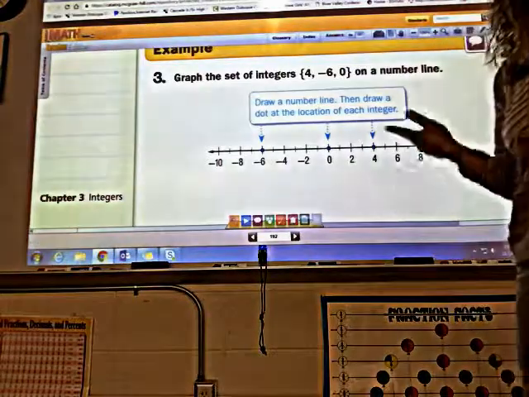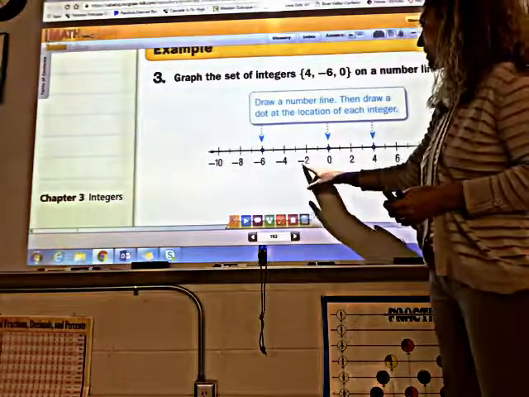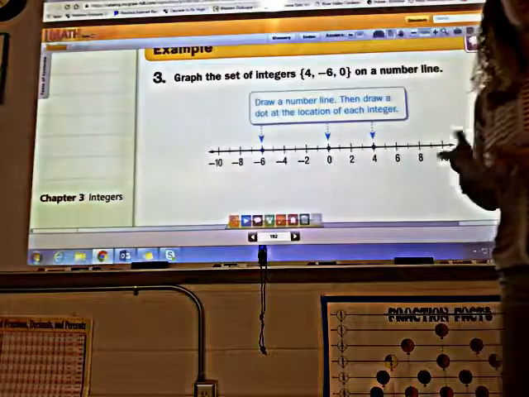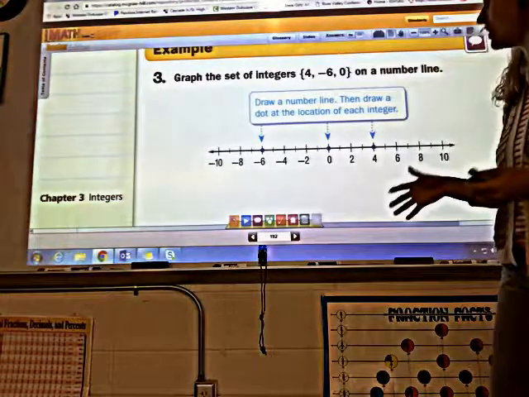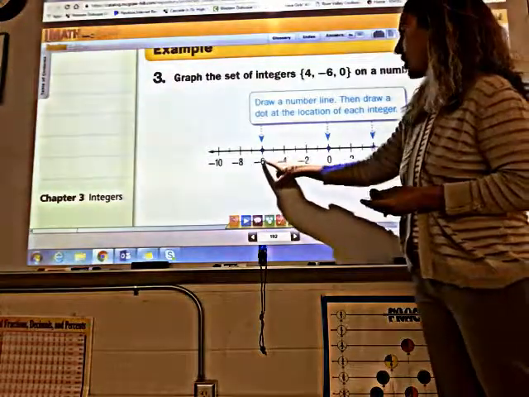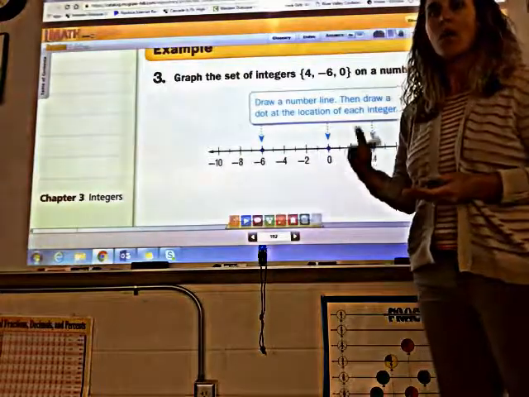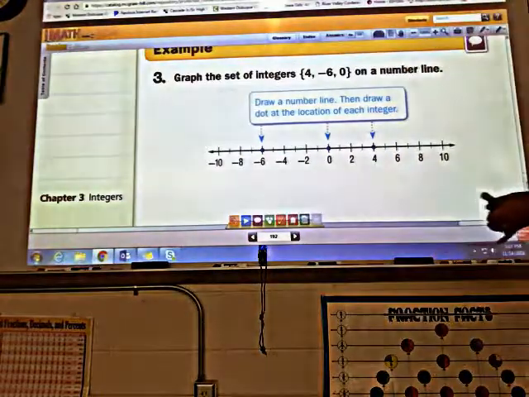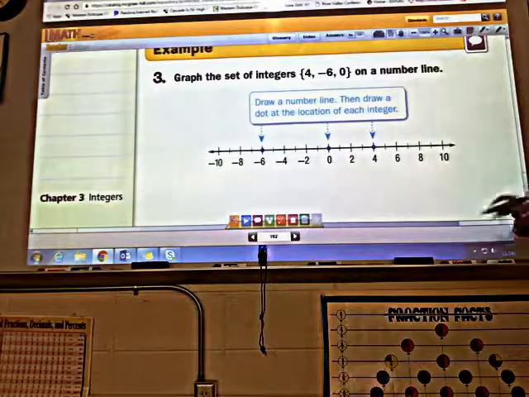Please note that when you are drawing your number lines, make sure that they are evenly spaced. If you decide to count by 1s, that's fine. If you decide to count by 2s, not a problem, or 4s or 5s, whatever is most convenient, but just make sure that each hash mark or each tick mark represents the same amount each time. Okay.